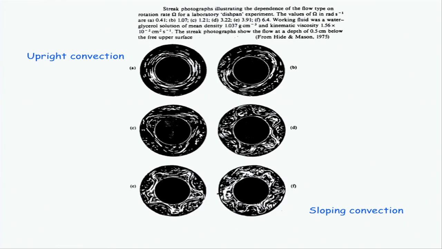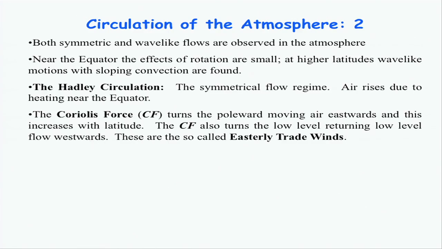So, it turns out that both those symmetric and wave-like perturbation flows are observed in our atmosphere. Near the equator, the rotation effects of a planet are actually quite small. Whereas at higher latitudes, we tend to start to see these wave-like motions beginning to appear, and with some sloping convection. And it turns out that this symmetrical flow regime is what we call the Hadley Cell near the equatorial region. And of course, we have this strong convective uplift due to strong heating there.